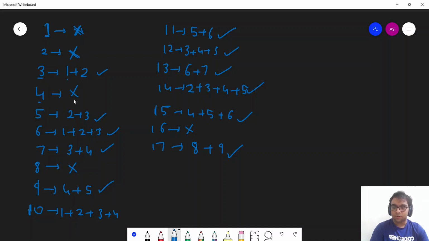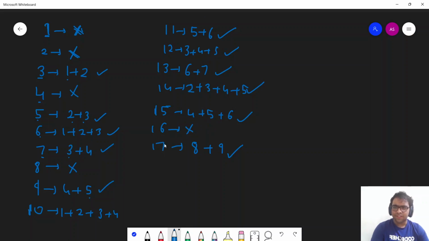4 is not a polite number. 5 is a polite number, which is 2 plus 3. 6 is a polite number, which is 1 plus 2 plus 3. 7 is a polite number, which is 3 plus 4. 8 is not a polite number. 9 is a polite number, which is 4 plus 5. Similarly, 10 is 1 plus 2 plus 3 plus 4, and so on. As you can see, for every number, I have written the sum of consecutive integers which make up that number.